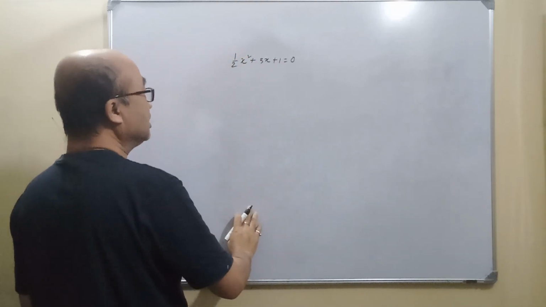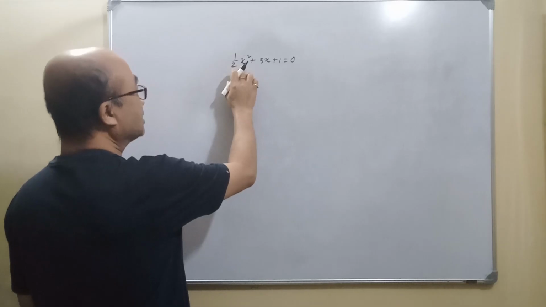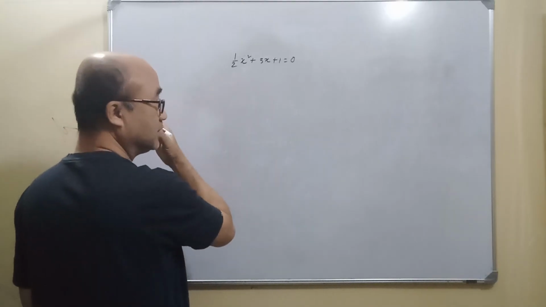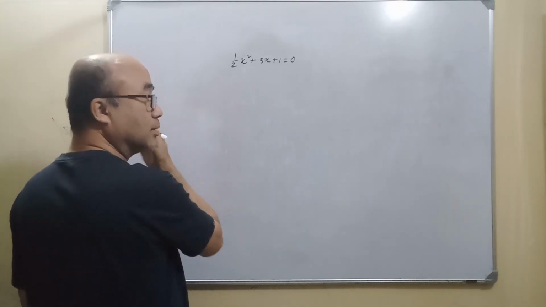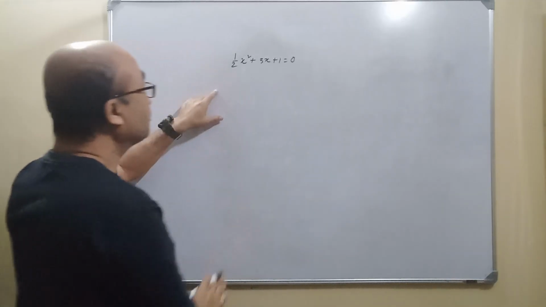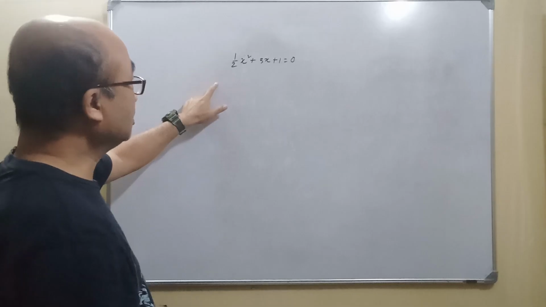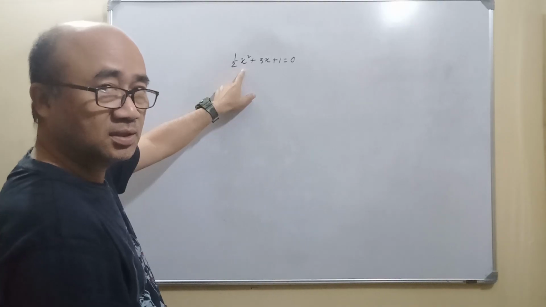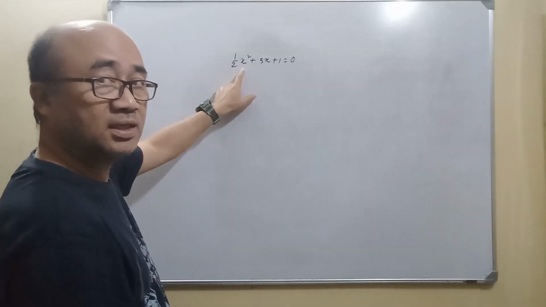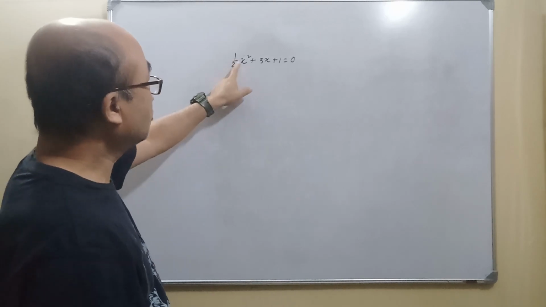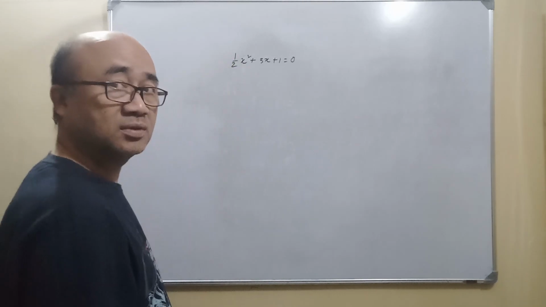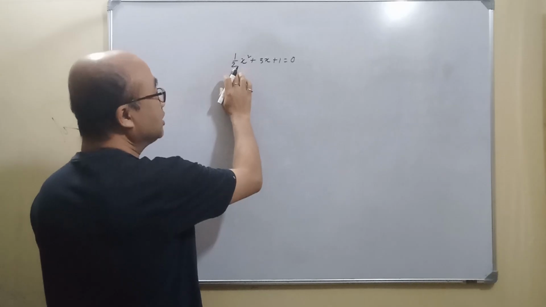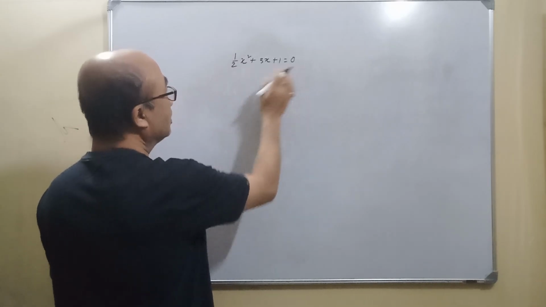So in this quadratic equation, the coefficient of x square is not equal to 1. It is a fraction. So how to solve it? The first step is to convert the coefficient of x square to 1, just as we have done in the previous examples. Here the coefficient of x square is half. So to make it 1, we have to multiply it by 2. So if we multiply this one by 2, we have to multiply each one by 2.